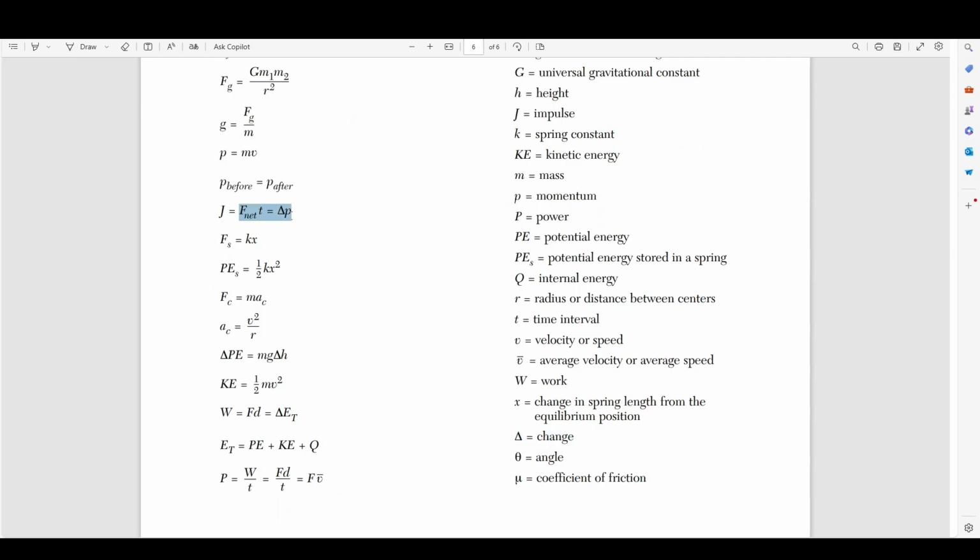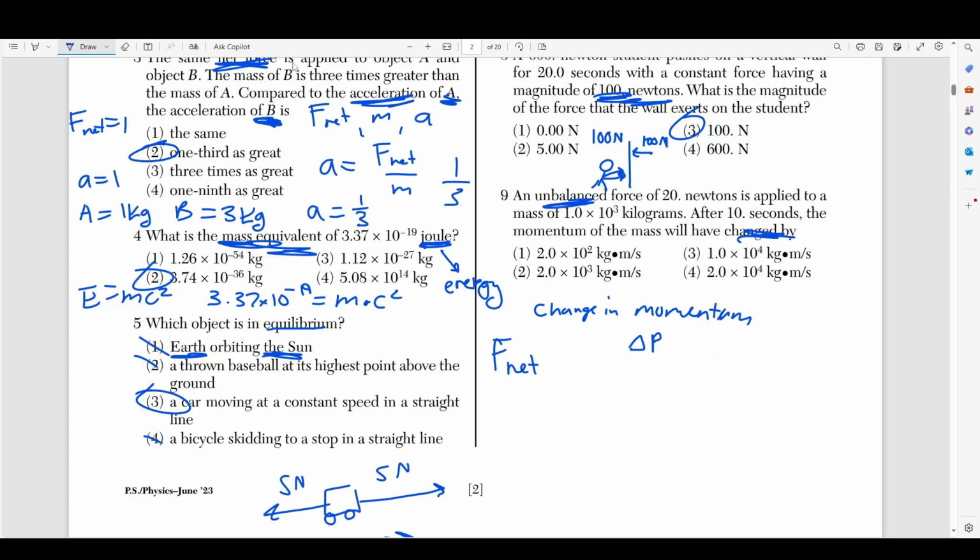F net times t is equal to delta p. And delta just stands for change in, and p stands for momentum. So all I have to do to solve this problem is just plug this in. Our net force is our unbalanced force of 20 newtons, right? Multiplied by our time, which is 10 seconds. And this is going to equal the change in momentum of 2.0 times 10 squared kilograms times meters per second, right? Which is choice 1.